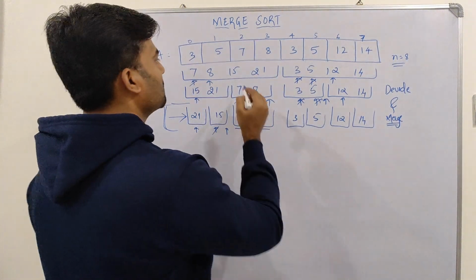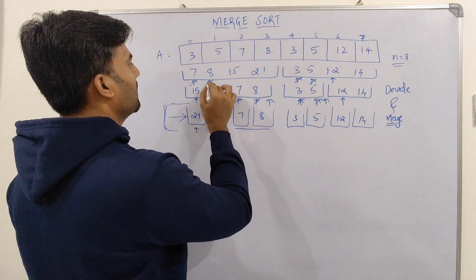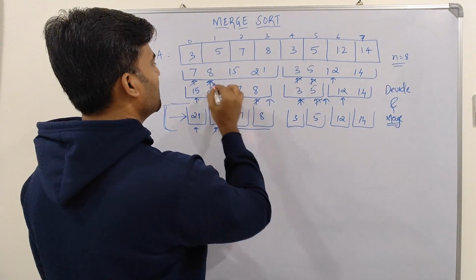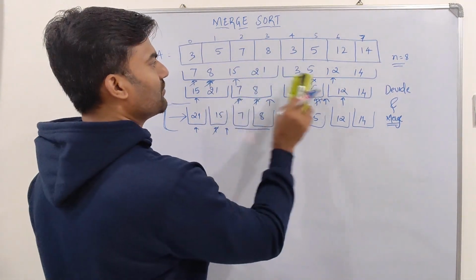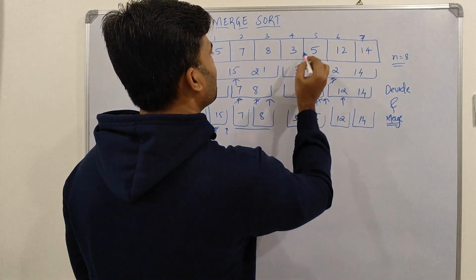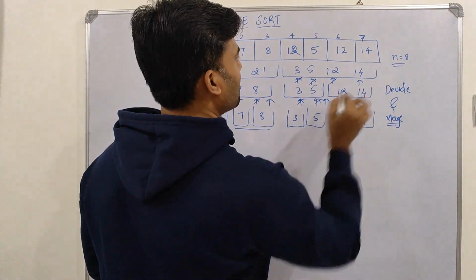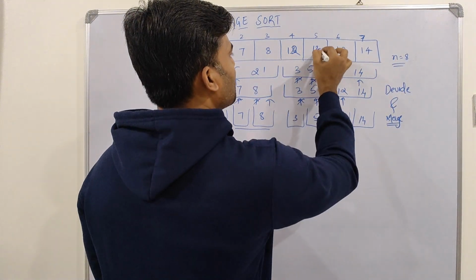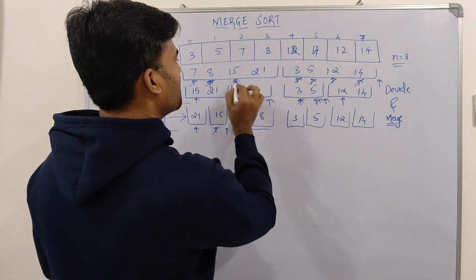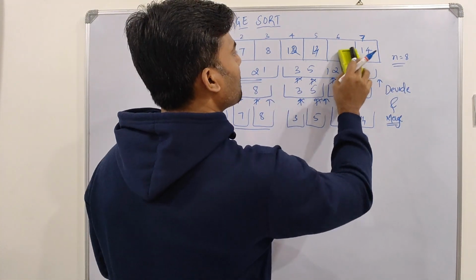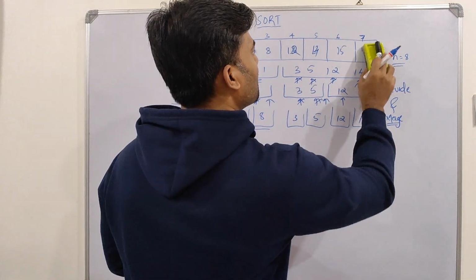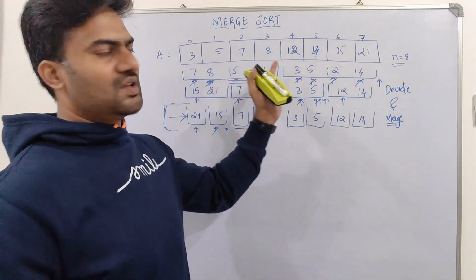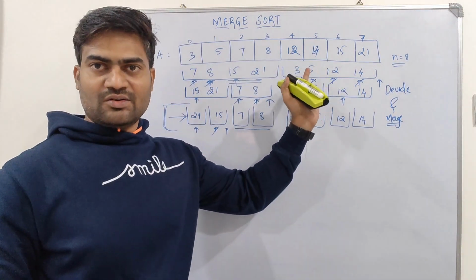7 is already there. So this is incremented. Out of 12 and 8, 8 is smaller, so 8 is here. I will increment the pointer. Out of 15 and 12, 12 is smaller, so I will take 12 here and increment the pointer. Out of 15 and 14, 14 is smaller, so I will place 14 here and this moves out of the array. So my remaining elements are 15 and 21. So if you see at the end, we got properly sorted elements in my original array.